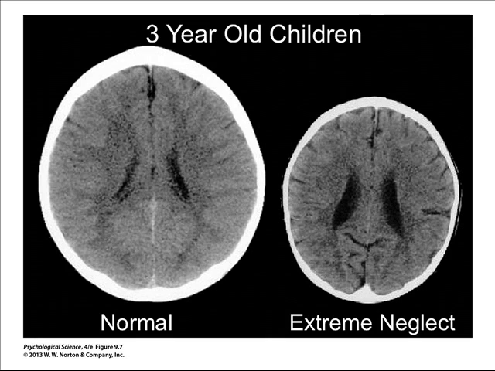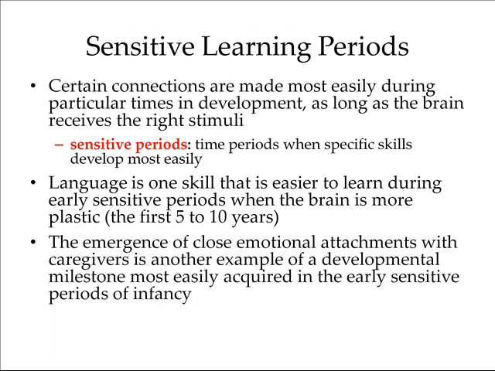During our development, there are certain optimum periods in time in which to learn particular skills. These are called sensitive periods. One example is language, which is easiest to learn in the first 5 to 10 years of our lives. If you've ever tried to learn a second language after this time, you probably have had this experience.